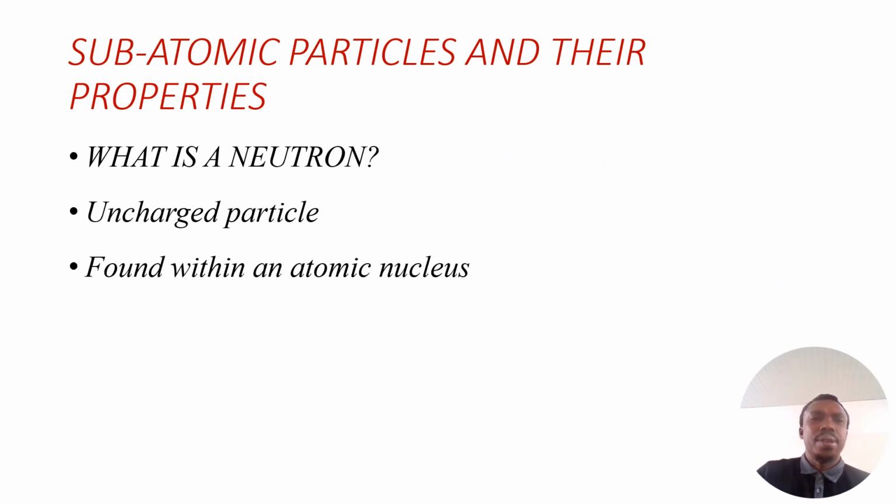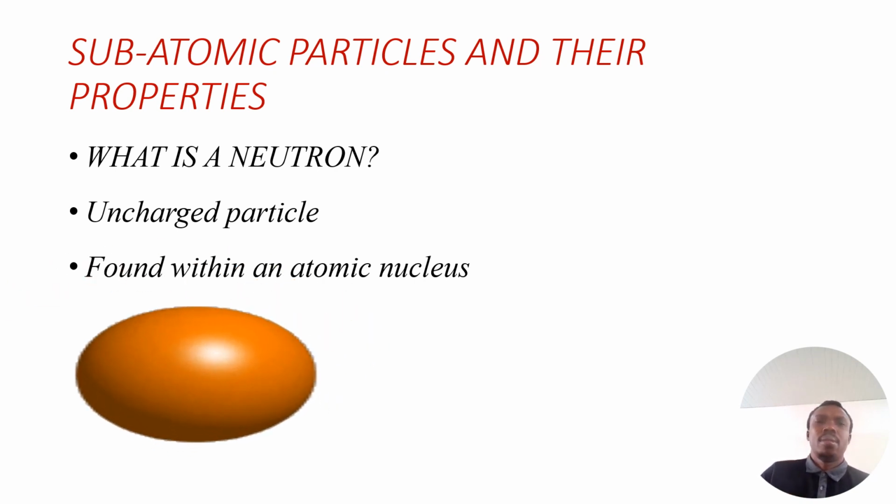So the next one is a neutron. So what is a neutron? It is a subatomic particle. We're going to look at the neutron and its properties. It's one of the fundamental particles of an atom. A neutron is uncharged. It's an uncharged particle. That means it has no charge and is found within the nucleus of an atom. So the protons and the neutrons make up the mass of an atom.